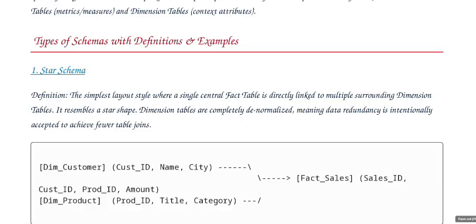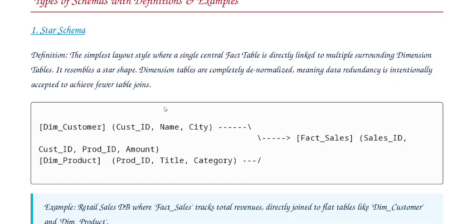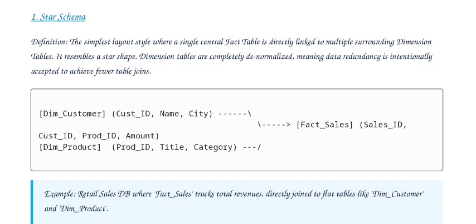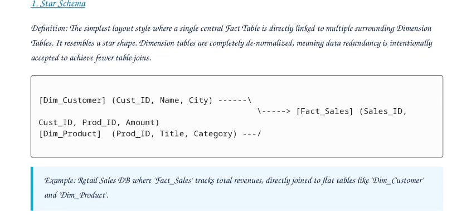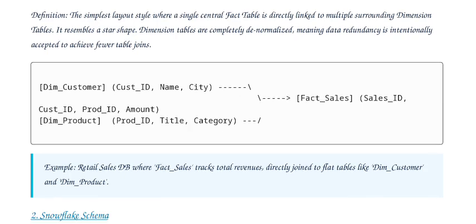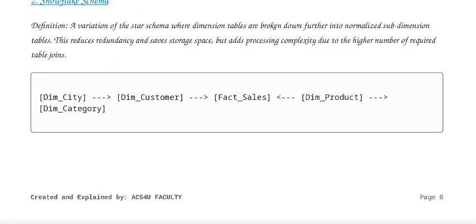See, here we have provided you a diagram. You can clearly see here. This is the dimension table. It is being normalized. It is the fact table. You can clearly see. Next, the example is the retail sales database, where the fact sales tracks total revenues, directly joined to flat dimension tables: dimension customers, dimension product.